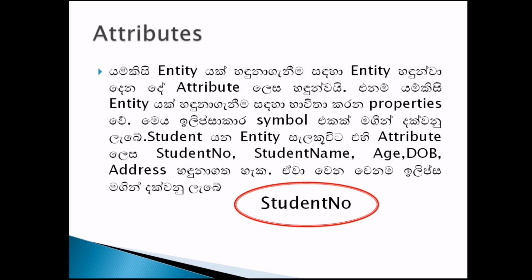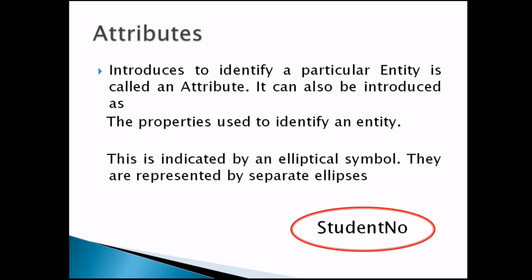In this slide, I have explained what an attribute is in Sinhala. So, let's go to the next slide. Attributes. What is an attribute? What is introduced to identify a particular entity is called an attribute. It can also be introduced as a property. The property is used to identify an entity. This is indicated by an elliptical symbol. They are represented by separate ellipses.